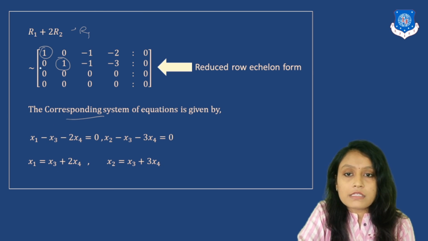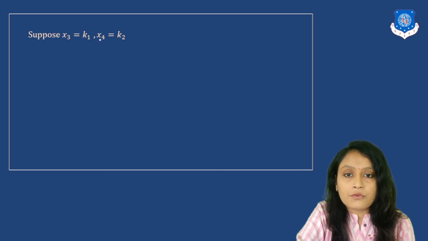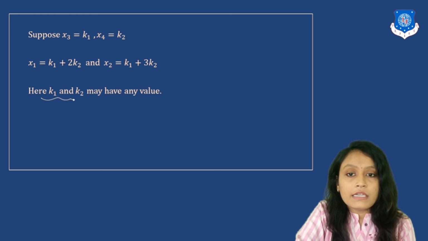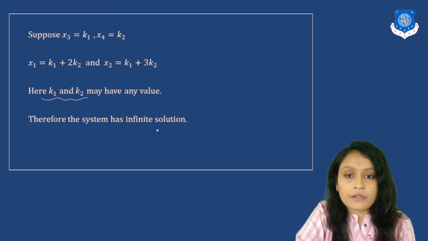Now we will suppose x3 and x4 as k1 and k2. So you will get x1 as k1 plus 2k2 and x2 is equal to k1 plus 3k2. So here we can take any value of k1 and k2. So here we have infinite solutions. Whenever we have a zero row, you will get infinite solutions at that time.